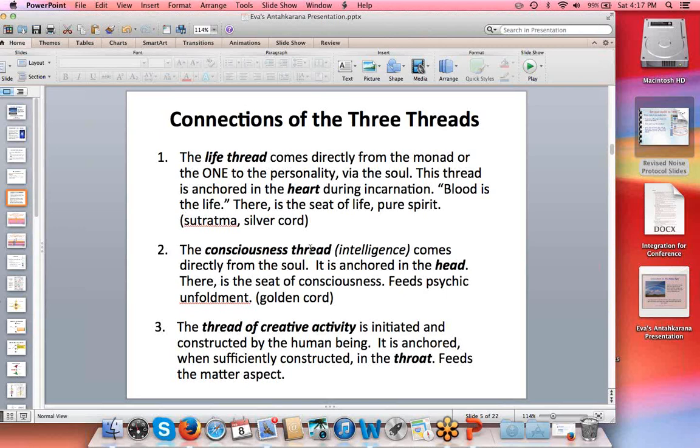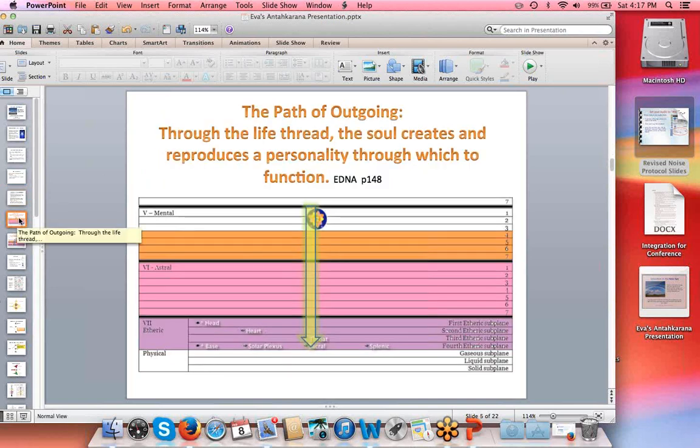We have the consciousness aspect or consciousness thread, which is the soul. And we have the life thread, which is the spirit self or the monad. Any questions so far? I hope that sets the basis for this. Now, taking it even a little further. So the path, what we call the path of outgoing, is through that life thread.